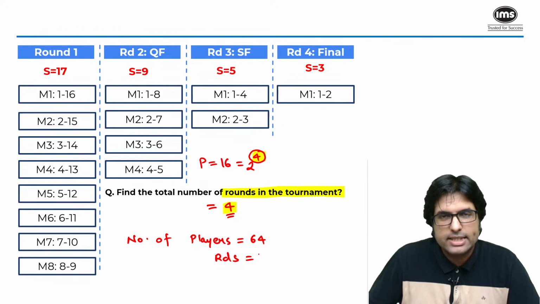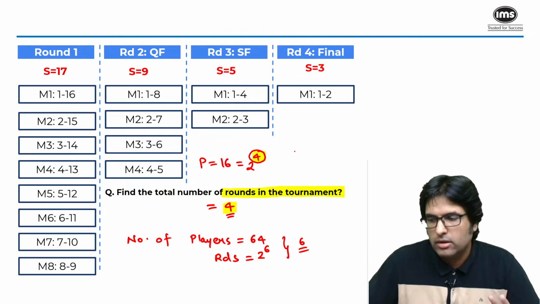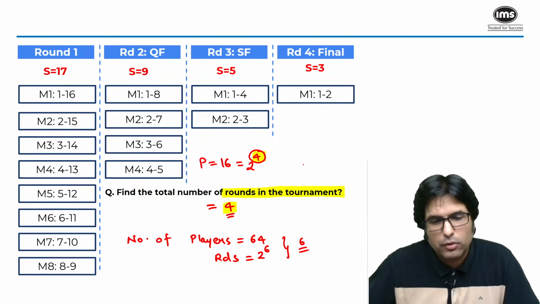So we would say this is fantastic. 2 raised to the power 6, number of rounds would be equal to 6. All good, everybody on board with this? 64 is 2 raised to the power 6, our answer would be 6. Let's move ahead to the next part.